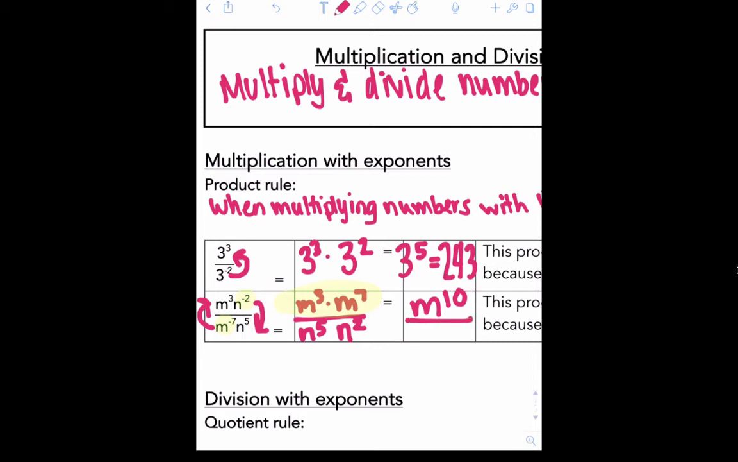And now I'm looking at the denominator. I'm looking at n to the fifth times n squared. N is my like base, so I can go ahead and add my exponents. 5 plus 2 is 7, and then n is still my base. This is all I need to do for this problem.